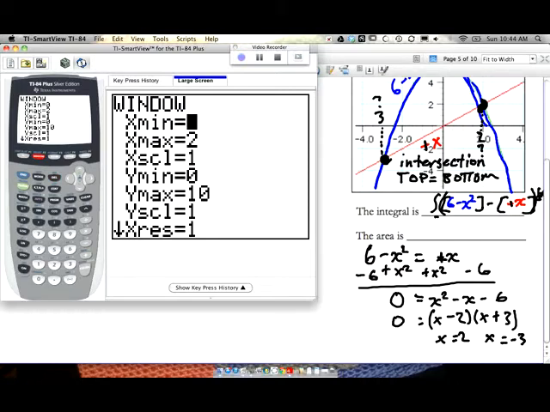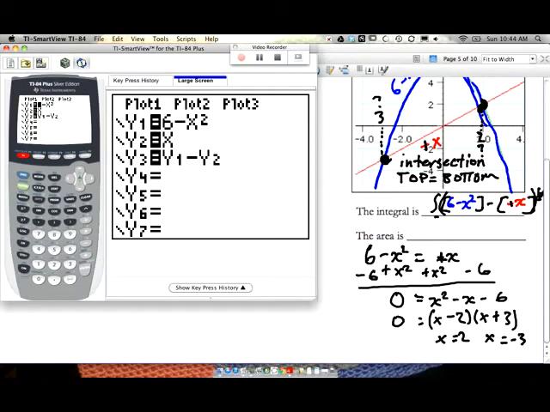I do need to change my window, because the window does have to include everything. So let's make it match the window we see on our picture. From negative 4 to 4 works pretty well. And then it looks like from negative 5 to about 5 for the y direction. So we'll say negative 5 to about 5. There we go. All right, so let's graph.